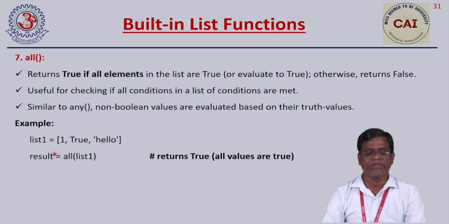I have list 1 with the values 1, True, hello. I am applying this all function on list 1. So 1, True, hello, all will evaluate to the truth value true. So finally the result will be true here.